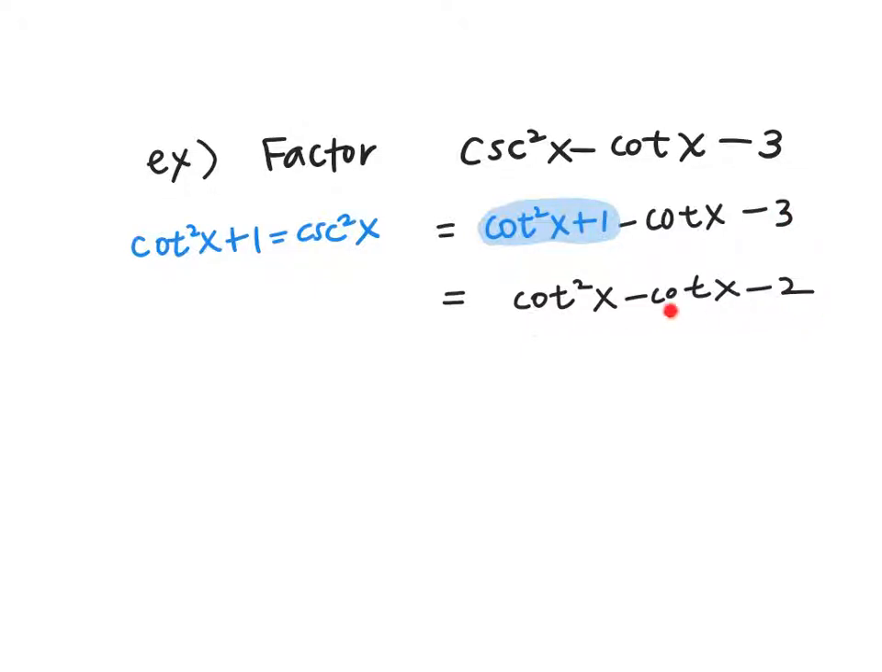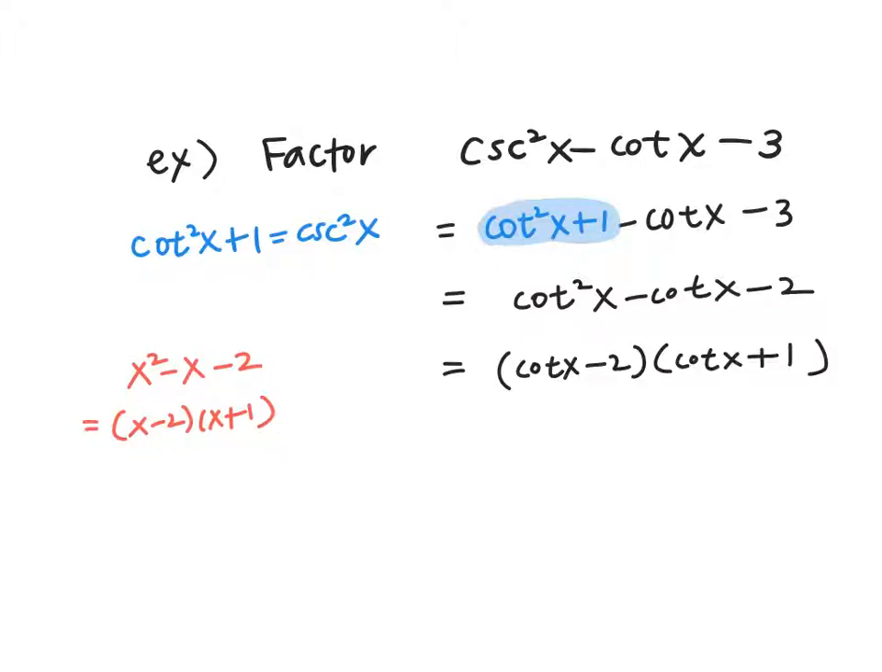Now I have everything in terms of the same trig function, so now I can do the same thing as I did before and factor. And the way I would factor this is to think of it as x squared minus x minus 2. And when I factor that, I end up with x minus 2 times x plus 1. And then everywhere I see x, I would substitute it with my common trig function of cotangent of x. And I get cotangent of x minus 2 times the quantity cotangent of x plus 1 as my final answer.